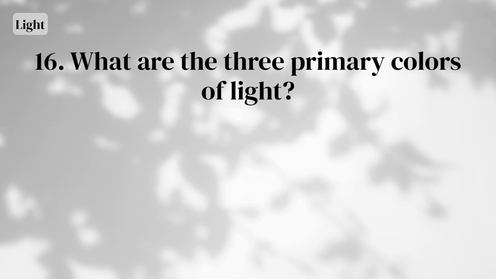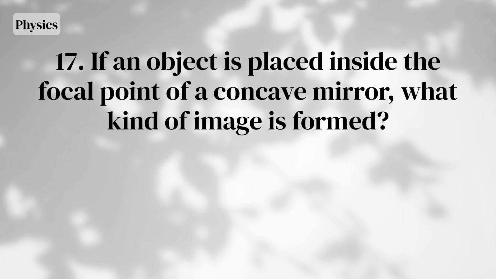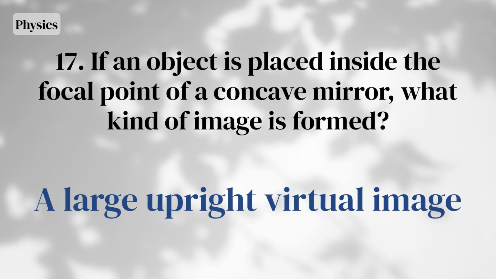Sunspots. What are the three primary colors of light? Red, green, and blue. If an object is placed inside the focal point of a concave mirror, what kind of image is formed? A large upright virtual image.